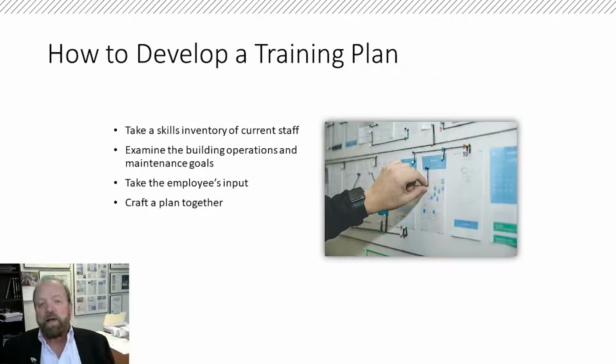Now I'm going to talk about how to develop a training plan, which is very important to develop early on. Again, you want to take a skills inventory of the current staff, examine the building operations and maintenance goals, take the employees' input, and then you craft a plan together. And again, in my opinion, this should be done by the commissioning agent.